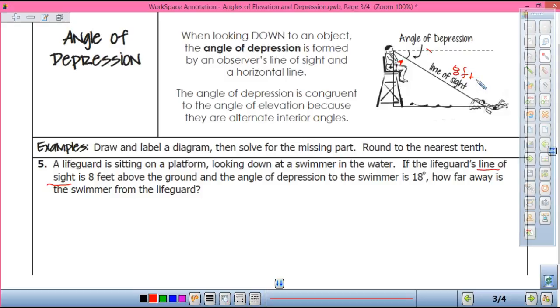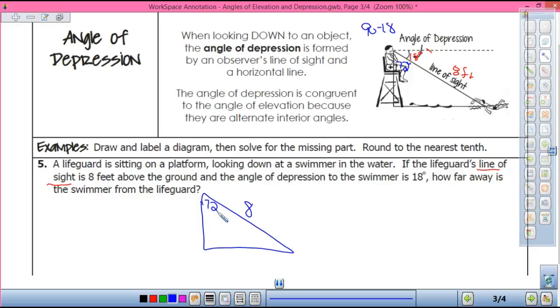Okay, it says the angle of depression is 18 degrees. Okay, so my angle of depression is right here. To fill out my triangle, what do I have to do? What did we just say? To get that angle, I gotta take 90 minus 18 to get this angle right here, and I get 72. So that's a 72 degree angle. So now I've got this triangle. My hypotenuse is 8. This angle right here is 72.